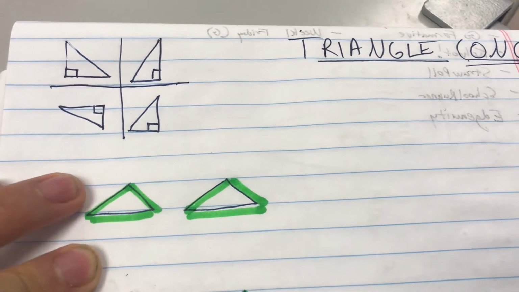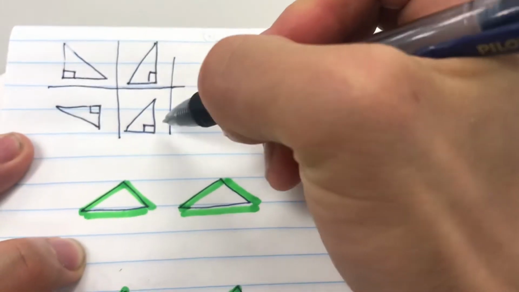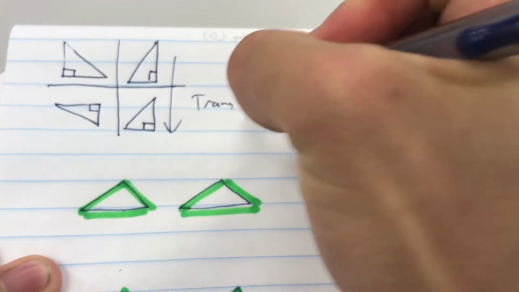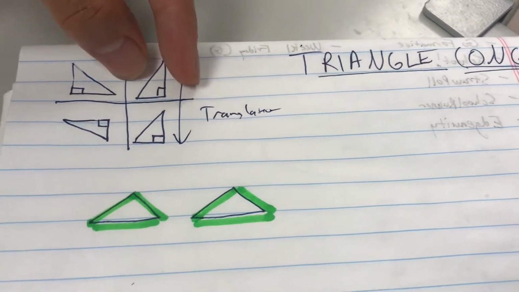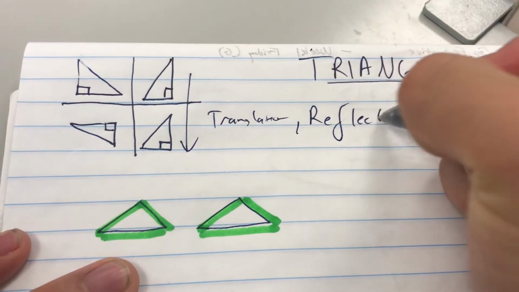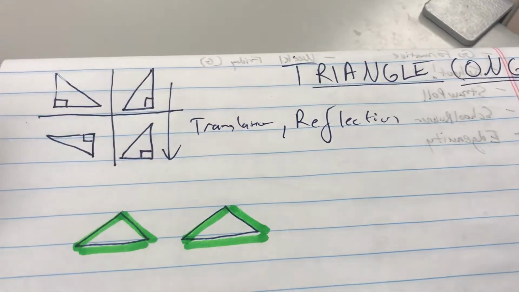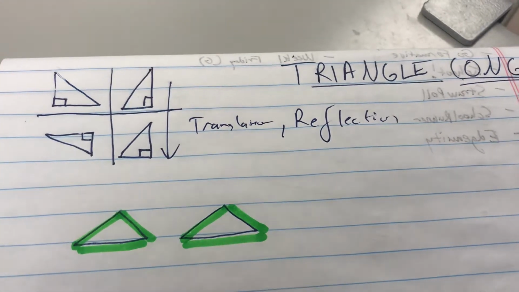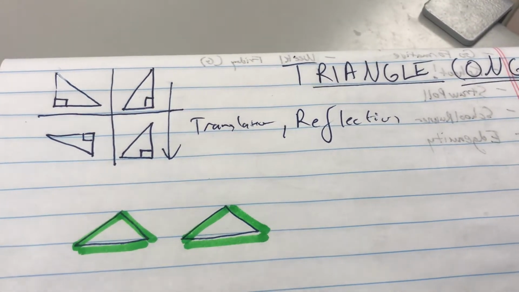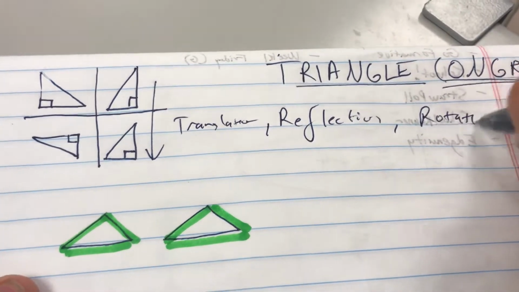And there are three types that always make a triangle congruent, right? The first type is where you just shift it and slide it, and that's called translation. The next type is where you take this and flip it over to the other side, and that was called reflection. And the last type was called rotation, where you rotate it. Let's just say this is 90 degrees, and this is 90 degrees. It's flipped on the side, but it's rotation, right?